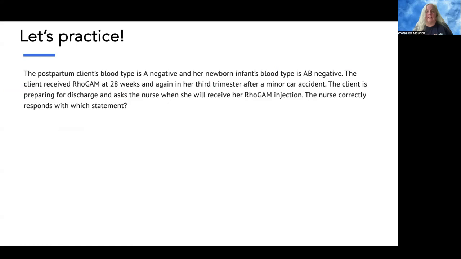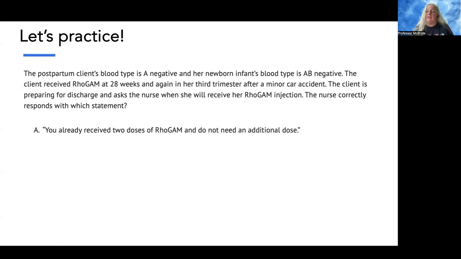So let's practice this. A postpartum client's blood type is A negative, and her newborn infant's blood type is AB negative. The client received RhoGAM at 28 weeks and again in her third trimester after a minor car accident. The client is preparing for discharge and asks the nurse when will she receive her RhoGAM injection. The nurse correctly responds with which statement?